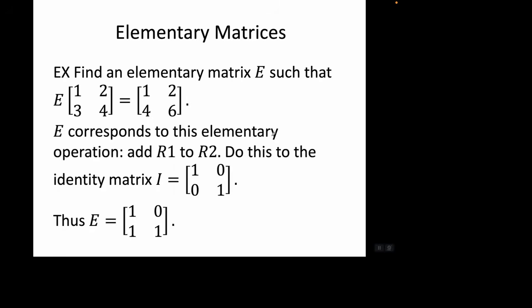Okay, notice E corresponds to this elementary row operation: add R1 to R2. Okay, so let's just go ahead. If you add row 1 to row 2, you just end up with this matrix here. So E corresponds to this elementary row operation. All we have to do is do that to the identity matrix. Add row 1 to row 2. And notice what we get. Our elementary matrix E is 1, 0, 1, 1.